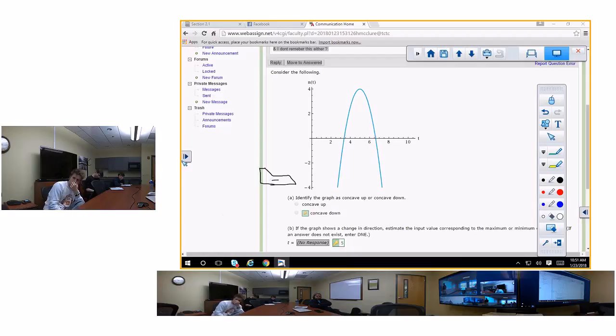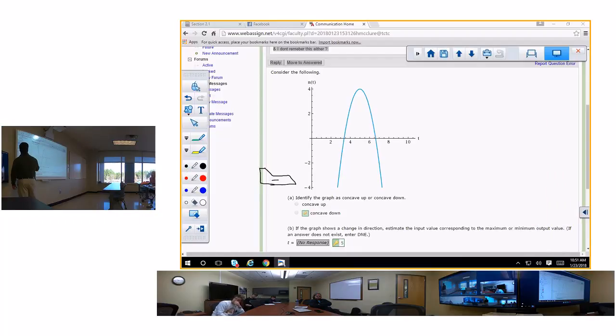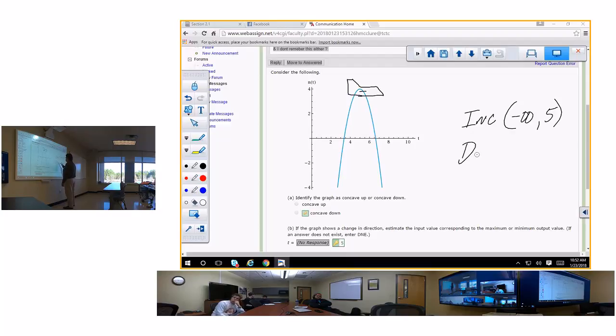So there's the plane. And of course, from negative infinity, what's it doing? It's increasing. So it's increasing from negative infinity to 5. So you would say increasing from negative infinity to 5. Therefore, decreasing from 5 to what? Positive infinity. Okay, so that takes care of that question.